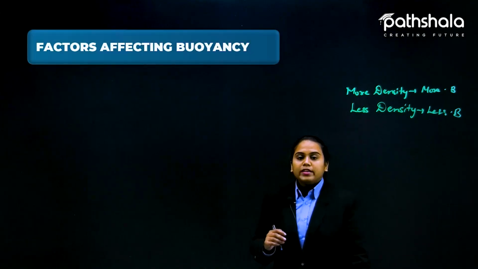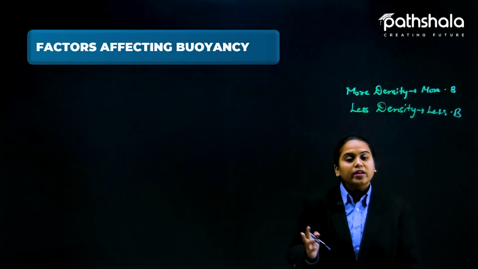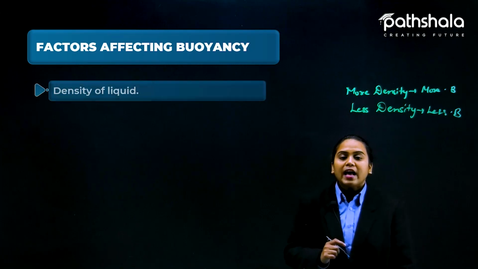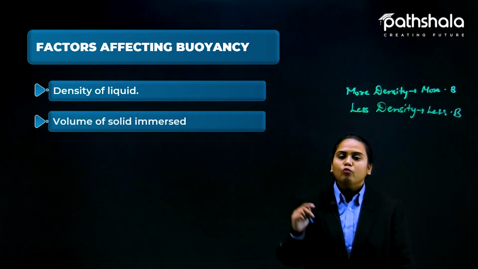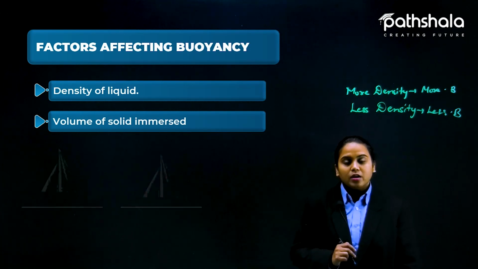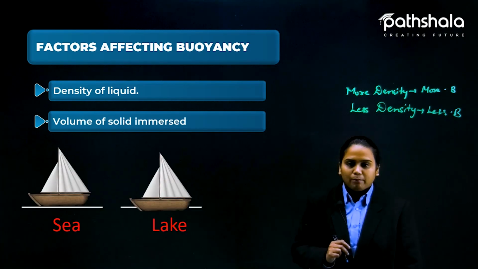Okay, now students, factors affecting buoyancy. What are the different factors? So here we have two factors. One is the density of the liquid and the other is the volume of the solid immersed. Let me tell you one example here.